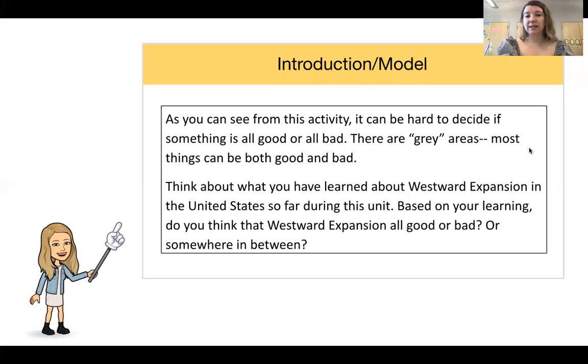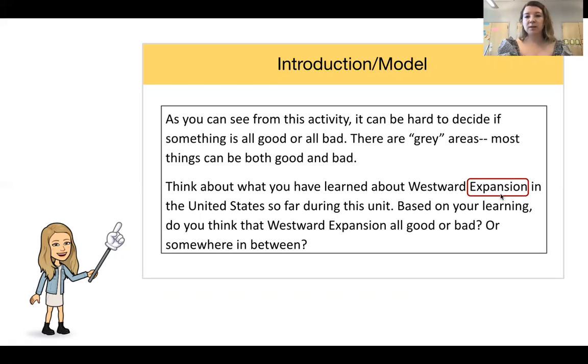As you can see from this activity, it can be hard to decide if something is all good or all bad. These are gray areas. Most things can be both good and bad. Think about what you have learned about westward expansion in the United States so far this unit. Based on your learning, do you think that westward expansion is all good or all bad or somewhere in between? So looking at this portion, I'm immediately looking at this word expansion. Now, realistically, at this point in the unit, hopefully you would have taught into this word and your students would know what it means.